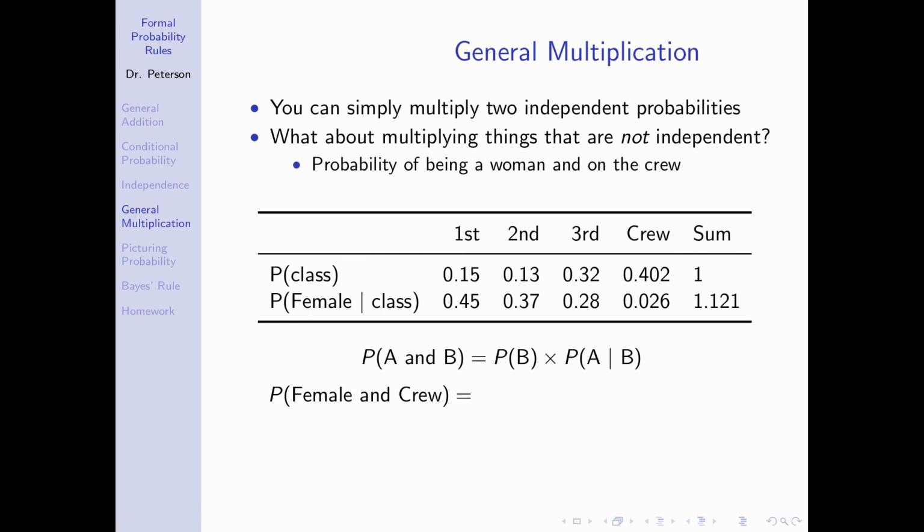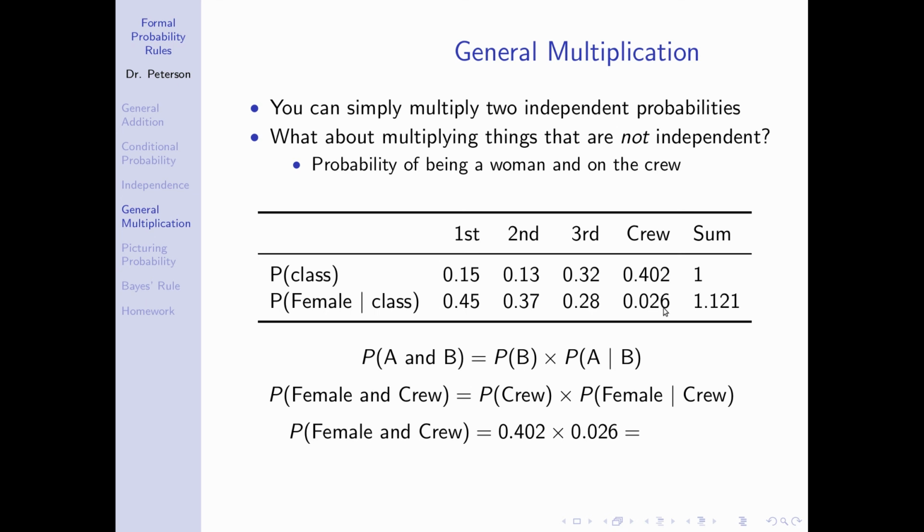So here our probability of being a female and on the crew is the probability of being on the crew times the probability of being female given that you're in the crew. So first we want to know how likely we are to be in the crew, and then once we know we're in the crew, we want to know how likely it is that we are female. So if we plug in numbers here, we use our 0.402 times 0.026 to give 0.01045, or about 1% of people on the Titanic were female crew members.